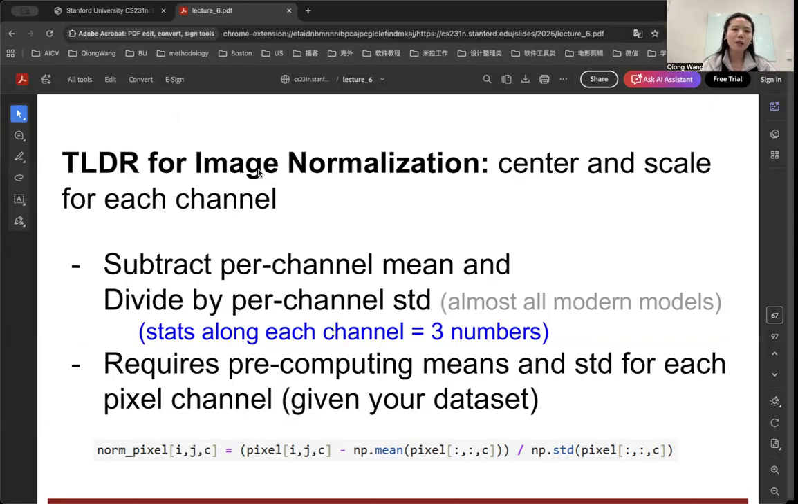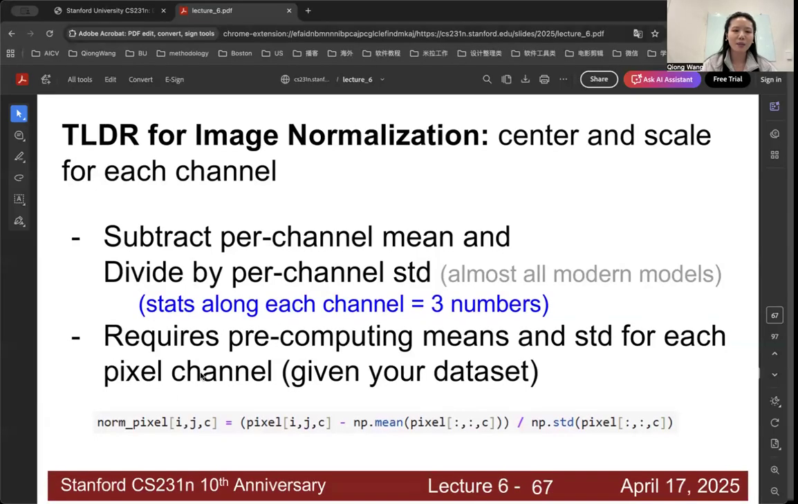And after image normalization, it is helpful for finding the best loss, and it's good for gradient descent. So what's the function of that? It's like this. The normalized pixel equals the input minus the mean of the input, divided by the standard deviation.